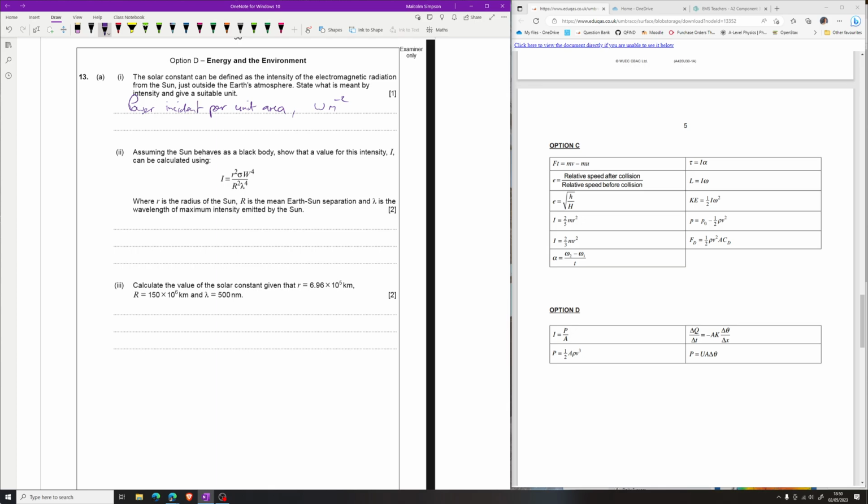Assuming the sun behaves as a black body, show that a value for this intensity can be calculated using this. So that black body bit suggests that the power will be equal to that. What else do we need? We've got Wien's constant in there, and lambda is the wavelength, so that's lambda peak. So we can also say that temperature is Wien's constant over lambda.